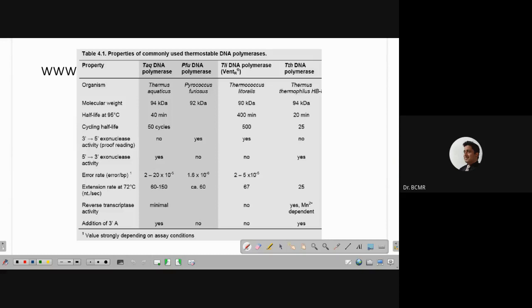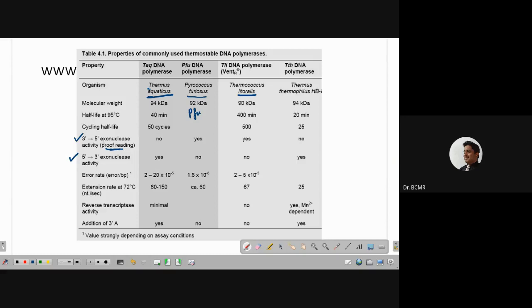Here we have some of the polymerases that are used in PCR. They are acquired from different types of organisms. This is the commonly used Taq polymerase, Thermus aquaticus. All I need you to understand is it has 5' to 3' exonuclease activity. And there are other enzymes from Pyrococcus furiosus and so on. They are obtained from those organisms. So this would be Pfu. It has 3' to 5' exonuclease activity. Proofreading activity is present.